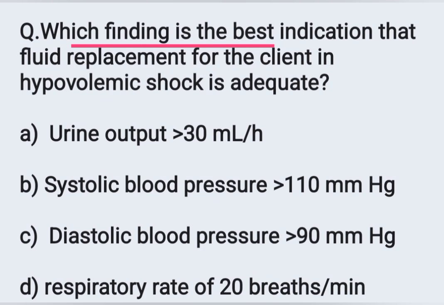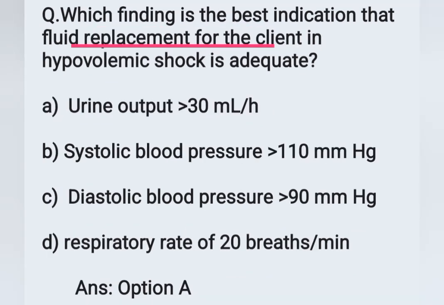Here the question is, which finding is the best indicator that the patient got adequate fluid replacement after hypovolemic shock? Hypovolemic shock occurs when there is fluid loss from the body, mainly in case of hemorrhage or dehydration, like blood loss or other body fluid loss. So we have to replace the body fluid. The best indicator is urine output greater than 30 ml per hour. Once the fluid replacement becomes adequate, the urine output will gradually increase. So urine output greater than 30 ml per hour indicates that the patient is getting adequate fluid replacement.